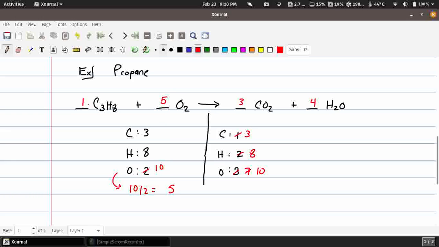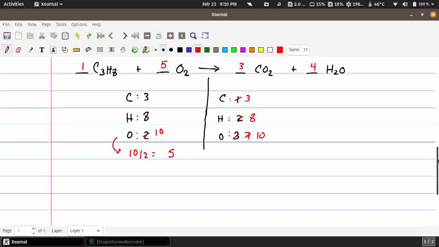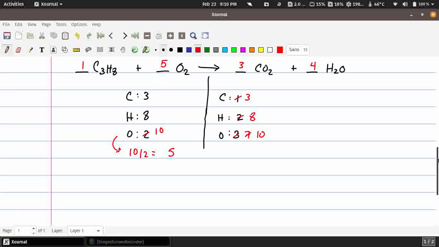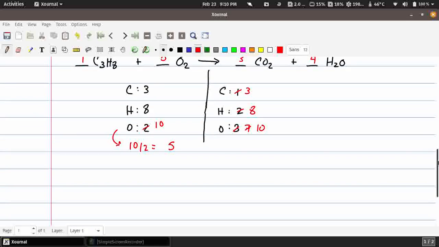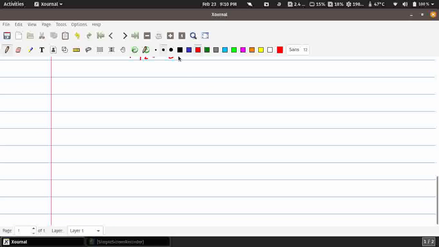We didn't have to do anything with the propane. Sometimes you're going to have to, it just depends on the reaction. So you can see how simple that was, following those steps. So I'm going to let you copy that. Just pause it if you need to. Now, here's the example for you to work out.